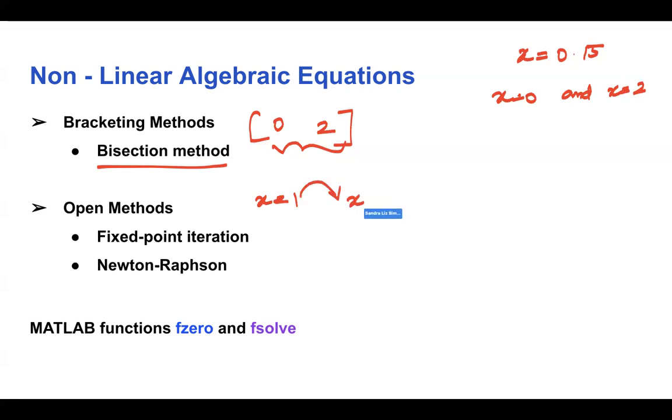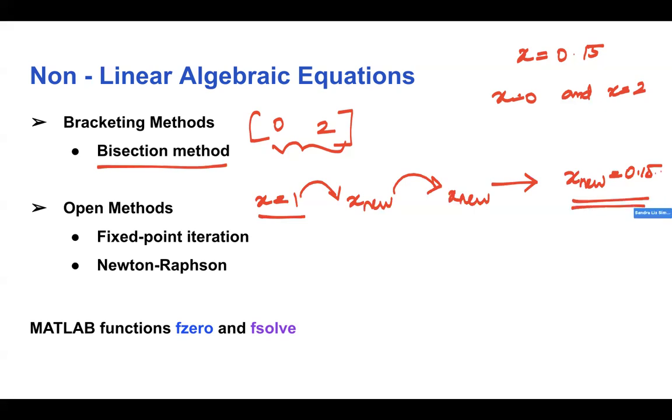From x equal to 1, I'll keep improving. I'll get a new x value, and again I'll get a new x value. Finally, when I keep going like this, I'll land where x new is equal to 0.15 something. This is called an open method. You start with an initial guess, you keep improving your guess, and finally you land on your solution. If you're giving a bracket, that's called a bracketing method.